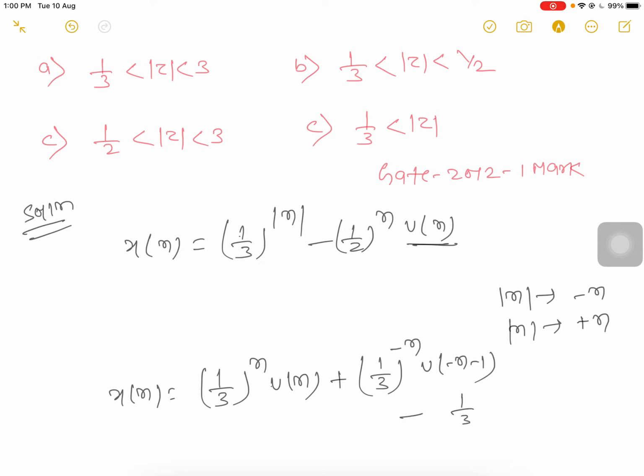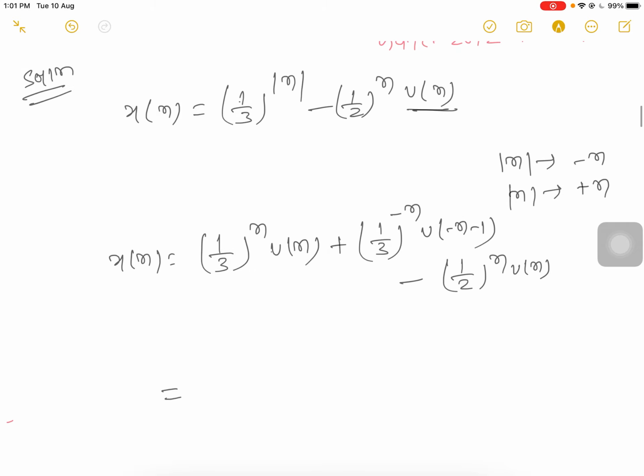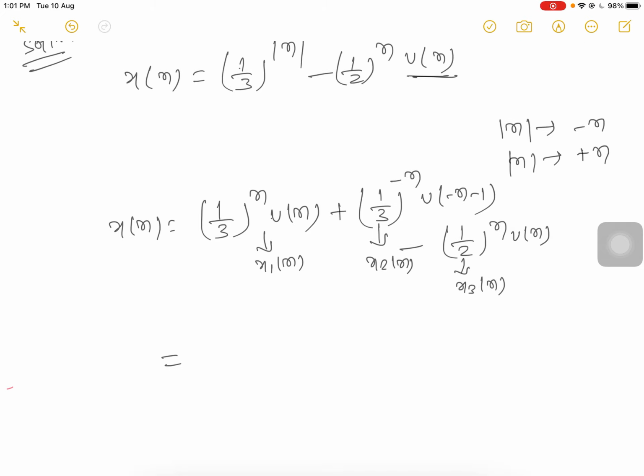which means the entire plane will be covered, and minus (1/2)^n u[n]. Check it. Here three functions are there. This one is x1[n], here is x2[n], and here is x3[n].